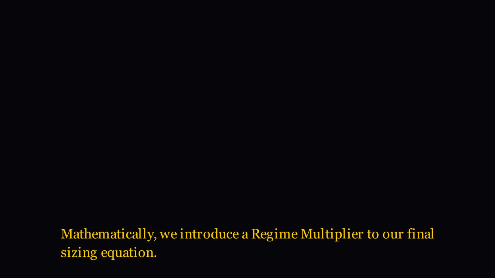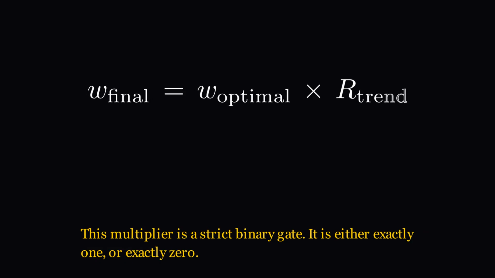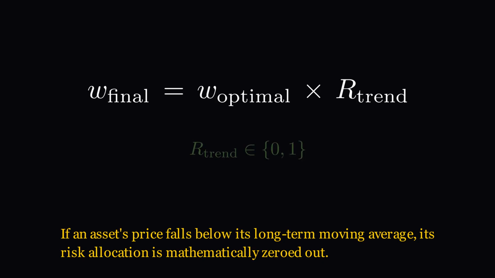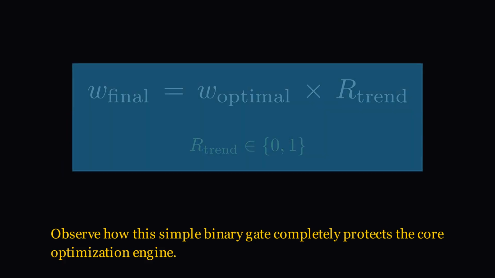Mathematically, we introduce a regime multiplier to our final sizing equation. This multiplier is a strict binary gate. It is either exactly 1, or exactly 0. If an asset's price falls below its long-term moving average, its risk allocation is mathematically zeroed out. Observe how this simple binary gate completely protects the core optimization engine.